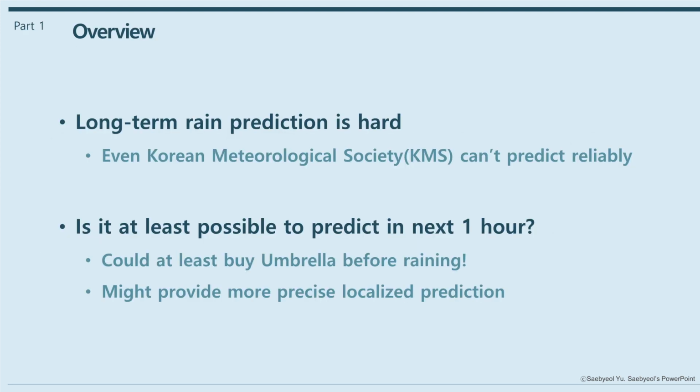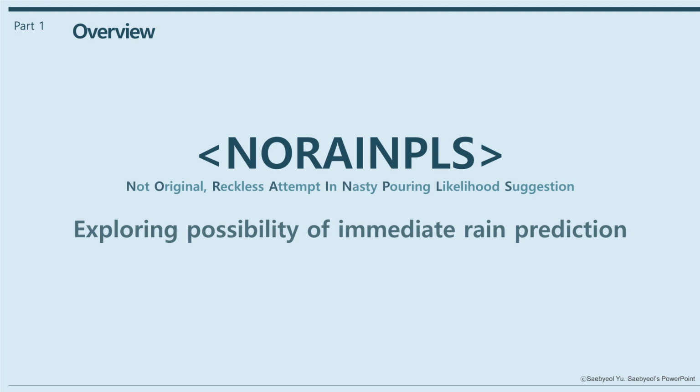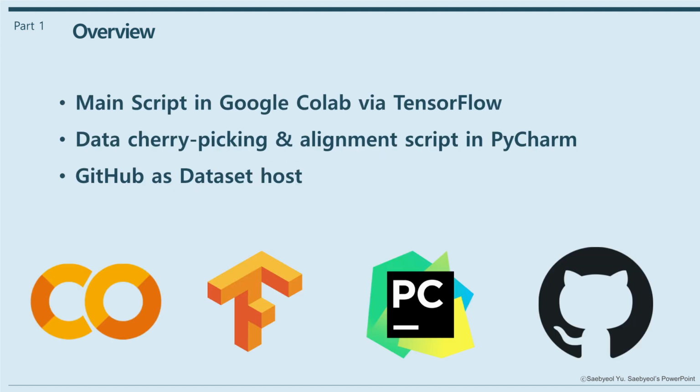The prediction of how the weather will change even the next day is challenging. The experts working at KMS make mistakes all the time. So we try to predict if it will rain, at least in the next hour, given the current meteorological information. We hate rain, and in hopes of correctly predicting the chance of raining, No Rain Please is the title of the project. Our environment setup is as follows, and the data is gathered from the official KMS website.